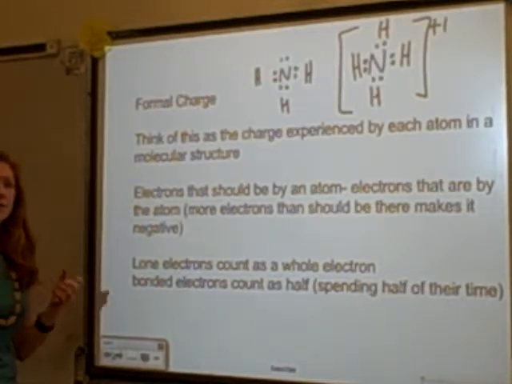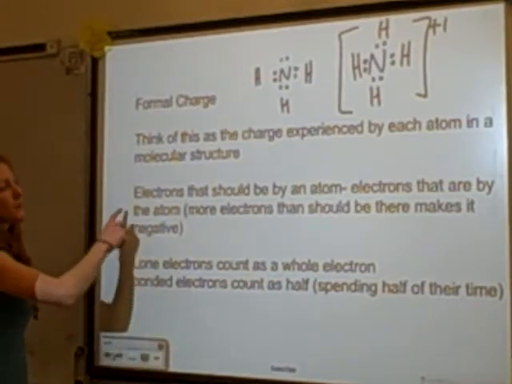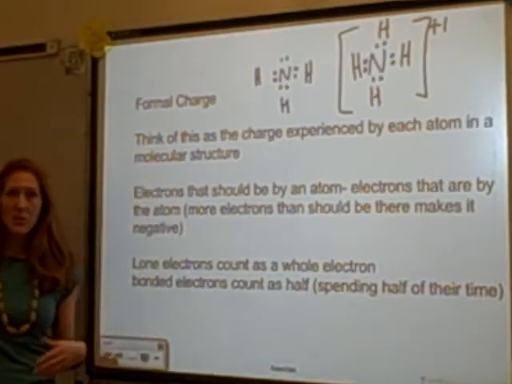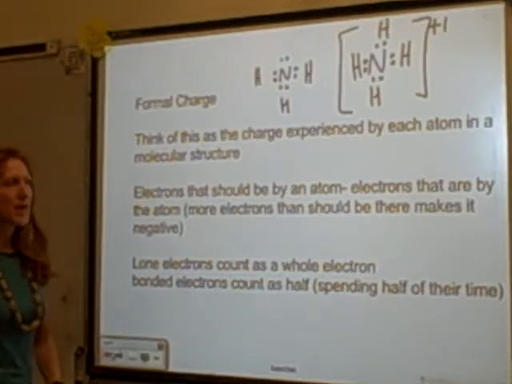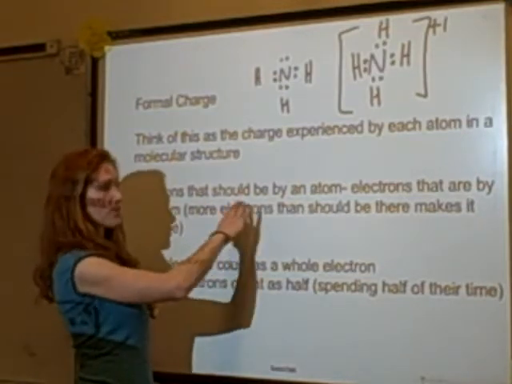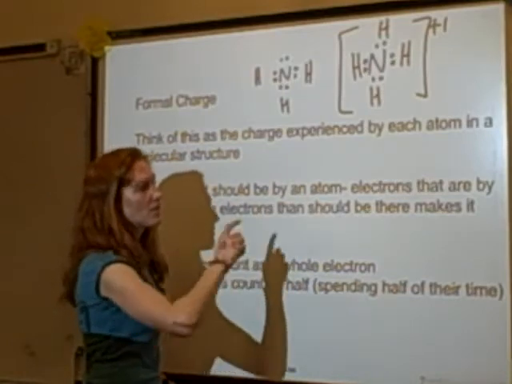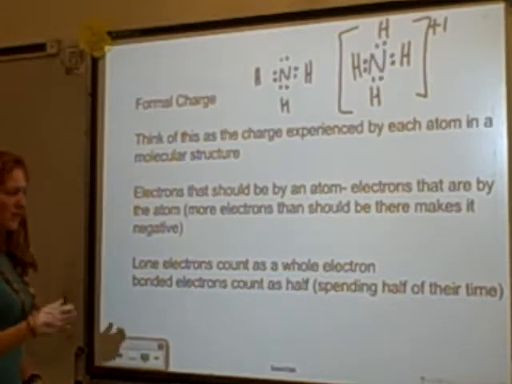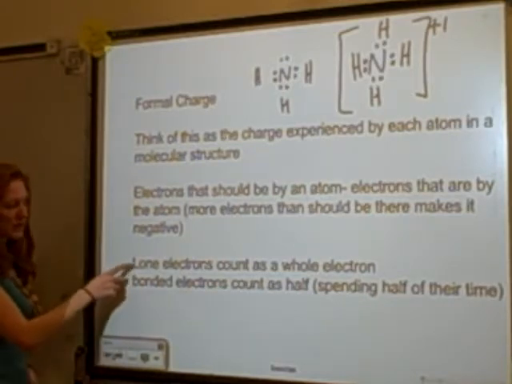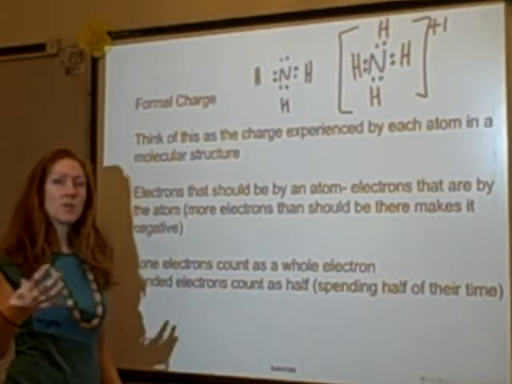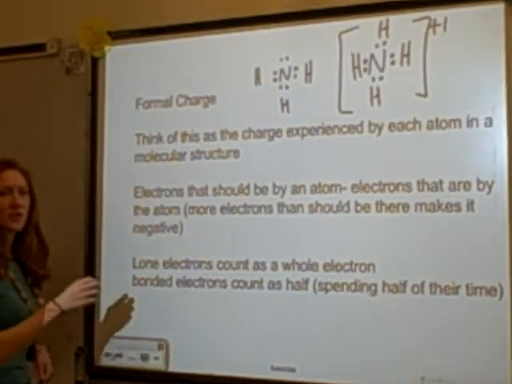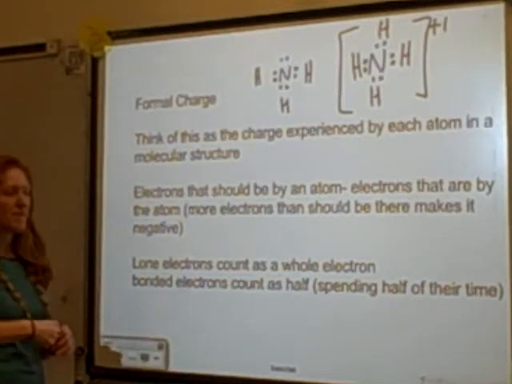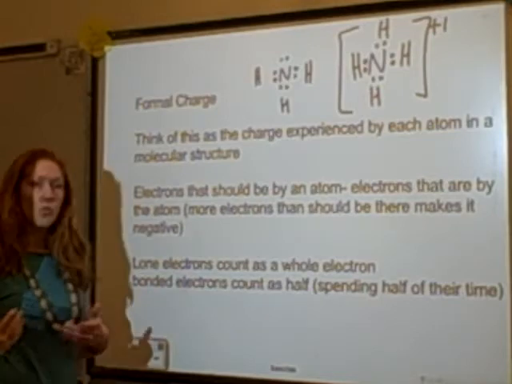So if you're trying to figure out what the formal charge is, first you look at how many electrons an atom should be by. And what it should be by, or is typically by, is how many valence electrons that atom has. Then you're going to subtract the electrons that are actually by the atom. The way you figure out the electrons that are by the atom: lone electrons count as whole electrons being by the atom, and bonded electrons are being shared. So you can think that they're with one atom half of the time and with the other atom half the time. So bonded electrons count as 1/2.